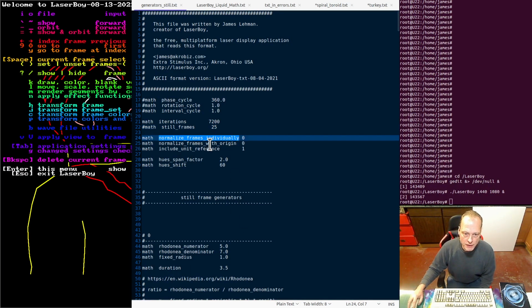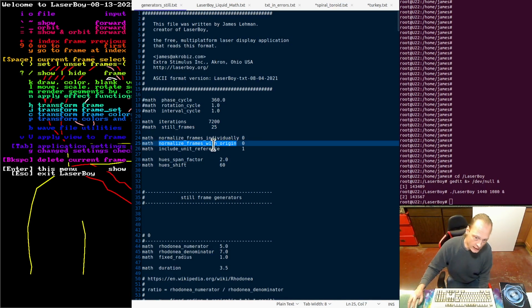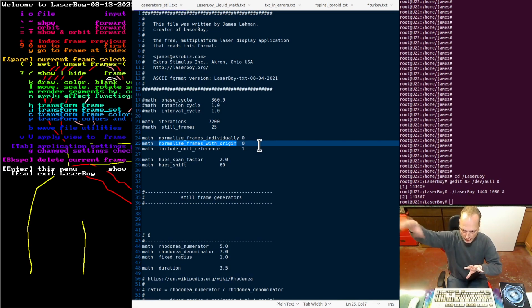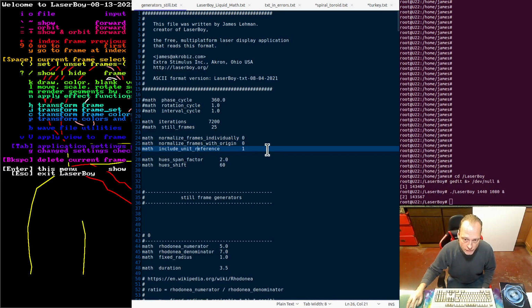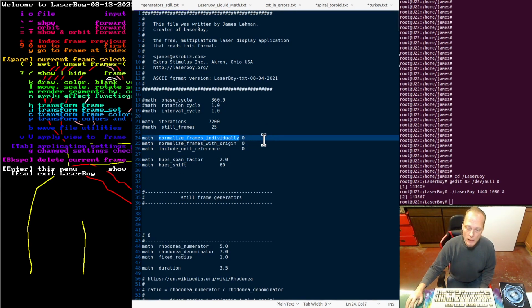This normalized frames individually and then normalized frames with origin. We kind of touched on this. If you set this to 1, it would put the unit circle in the center of space always. It wouldn't matter if everything was over here. The unit circle would still be at the origin and everything would be over here. Okay. Include unit reference. We already know what that means. I'm going to take this out, right? This normalized frames individually is kind of weird.